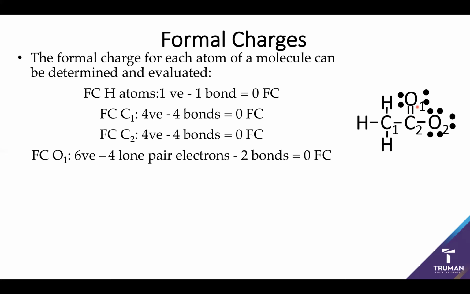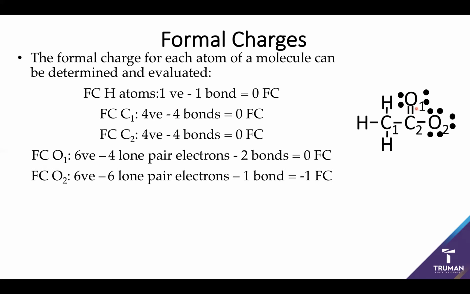Now let's look at oxygen 1. Oxygen has 6 valence electrons. This oxygen has 4 lone pair electrons, 1, 2, 3, 4, and 2 bonds, 1, 2. So this gives us a 0 formal charge. So far we're looking very good.